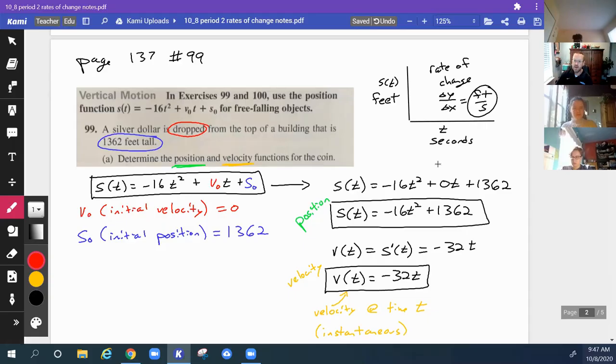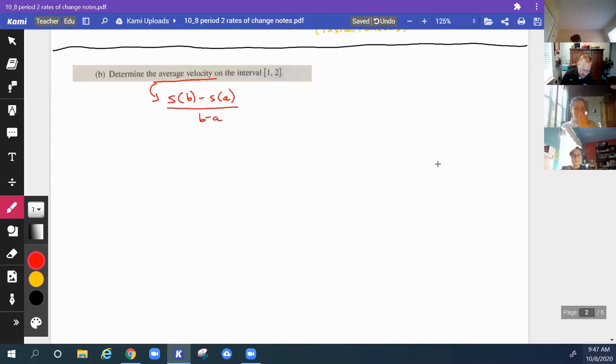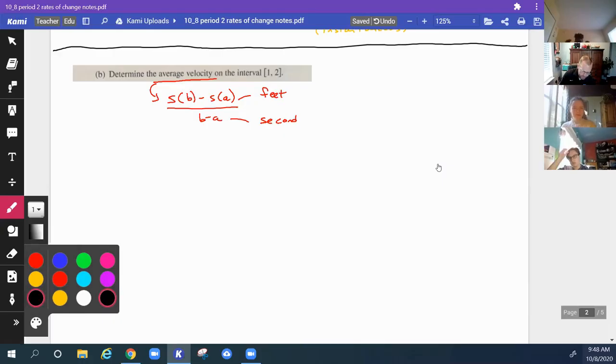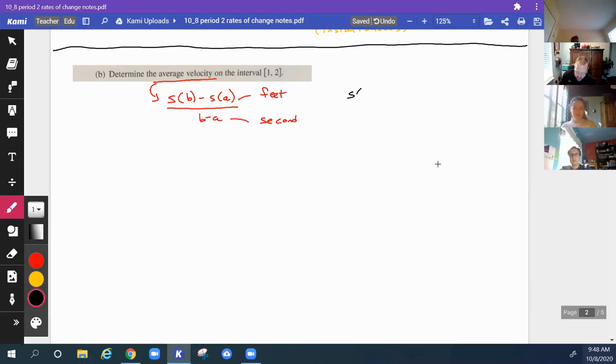If velocity is measured in feet per second, I have to make sure that the top is measured in feet and the bottom is measured in seconds. If I were to use my velocity equation, that wouldn't give me a final answer of feet per second. So for average velocity, the top part of the fraction will be measured in feet and the bottom in seconds. Going through this, it is s of 2 minus s of 1 over 2 minus 1.